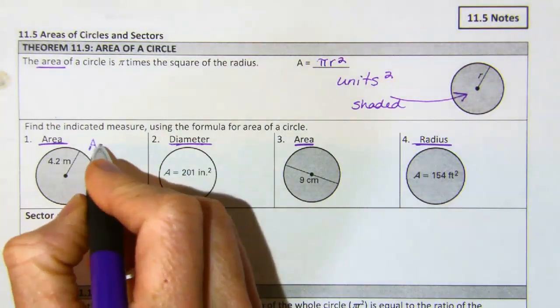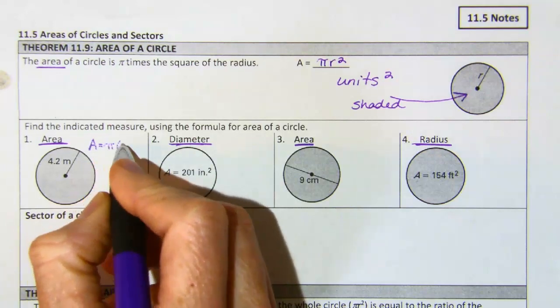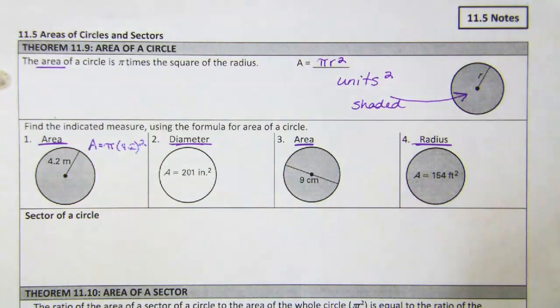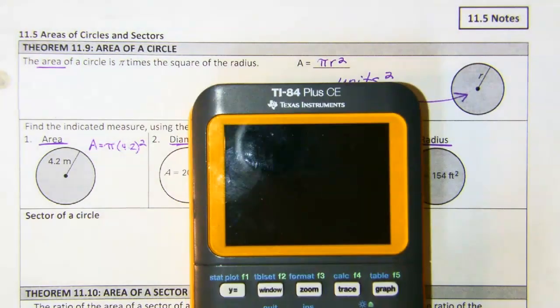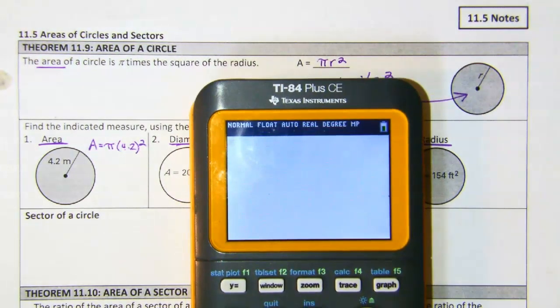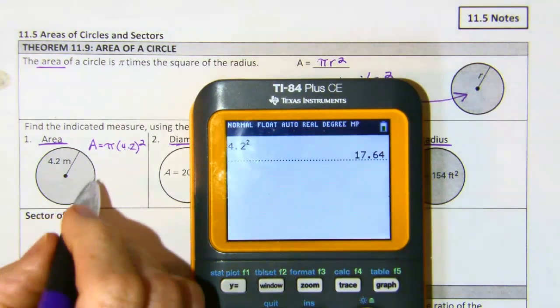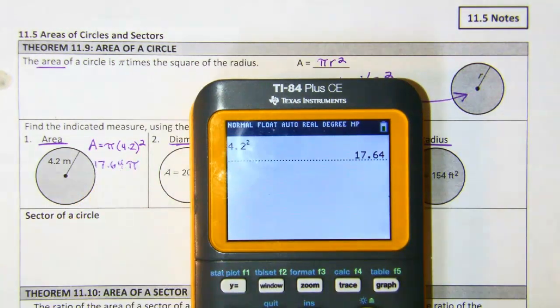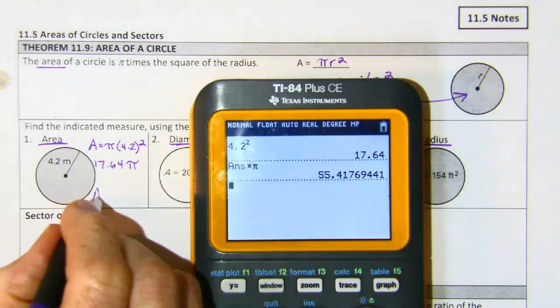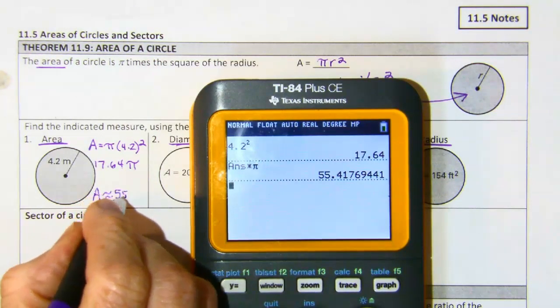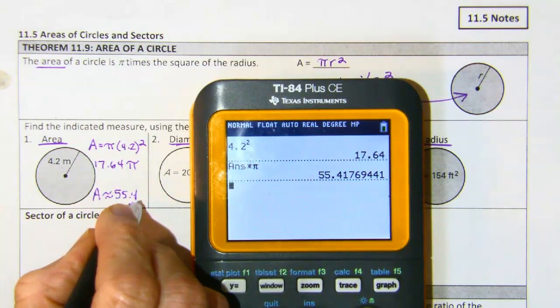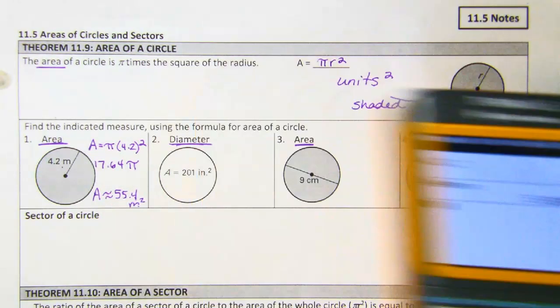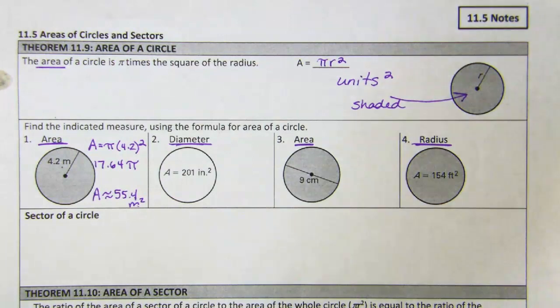It just says area equals, so we're going to do pi times 4.2 squared. So of course the calculator will do that for us. If I'm using the calculator for this one, I would just say 4.2 squared. So it's 17.64. If it wanted an exact answer, we would leave it like that, but it doesn't tell us to do exact, so we're going to say times the pi. So the area is approximately 55.4 square meters.